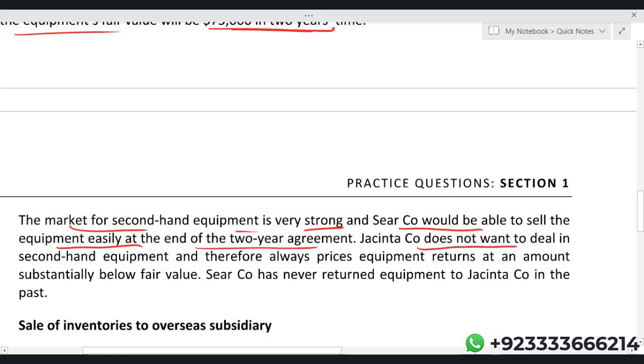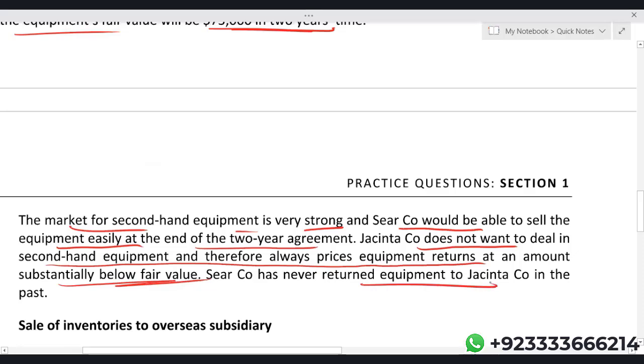Jacinta Company does not want to deal in second-hand equipment and therefore always prices equipment returns at an amount substantially below fair value. Look at the strategy of Jacinta. Jacinta does not want to deal with second-hand equipment, always keeps a very low price, and knows that the buyer will not exercise that option and will sell that asset into the market. Share Company has never returned the equipment to Jacinta in the past.